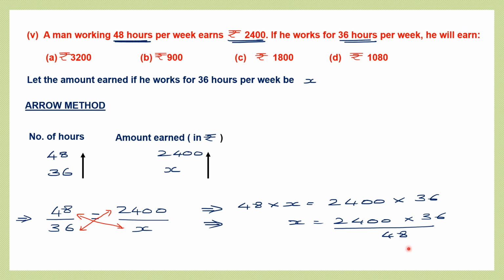We can cancel 36 and 48 by 12. 12 threes are 36, 12 fours are 48. Now we can cancel 2400 by 4. So 4 ones are 4 and 4 sixes are 24, and add the 2 zeros. 600. So now we can multiply. What do we get? X is equal to 600 into 3 is 1800. So we found the value of X, and that is option C, 1800. This is the amount he will earn if he works for 36 hours per week.